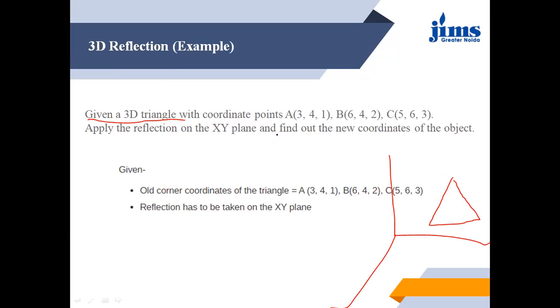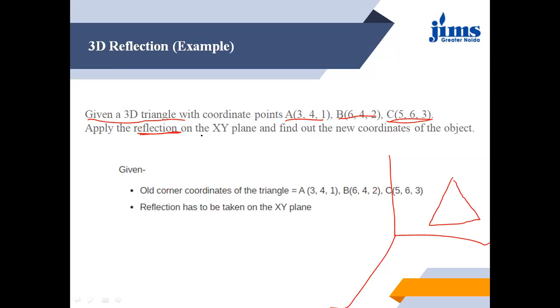There are 3 points or 3 coordinates. A is 3, 4, 1, B is 6, 4, 2, and C is 5, 6, 3. There are 3 coordinates A, B, and C, where the values of A are 3, 4, 1, B is 6, 4, 2, and the coordinates of C are 5, 6, 3.